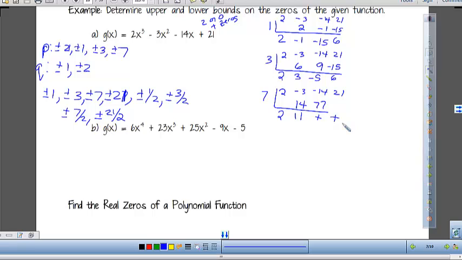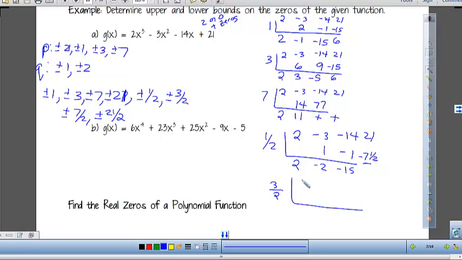Okay? So where else could we go? We did 1, 3, 7. We're not going to try 21, so we need to look at some of these fractions. Let's try 1/2. Bring down 2. 2 times 1/2 is 1. We get -2. -2 and 1/2 is -1. I got -15. Did I miss something? All right, so that one didn't work. We get -7/2. We don't even want to look at that. It doesn't work.